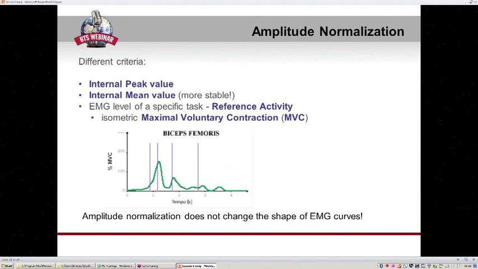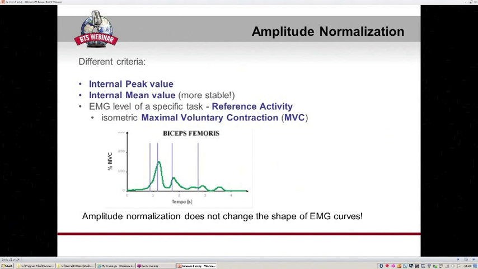Otherwise, we can consider, for example, the EMG level of a certain specific task as a reference activity. The most common method that we know about normalization is to use the isometric maximal voluntary contraction, but we will discuss that in the next lesson.